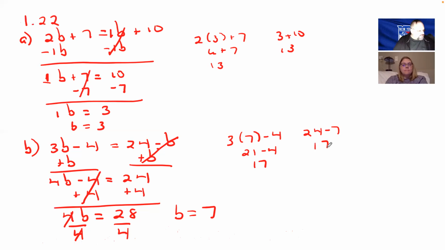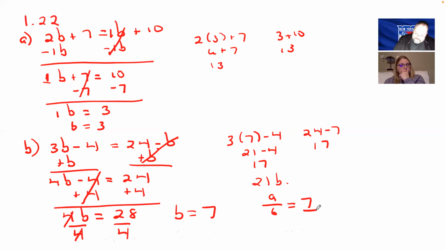Okay. And then just to show you one other example, 21b, they give you a over 6 equals 7. So remember, in this case, what would you want to do to solve for a?